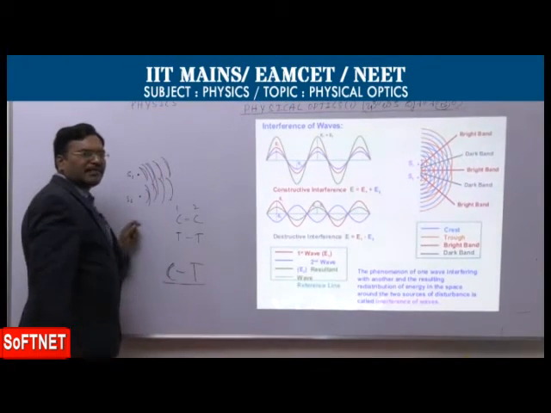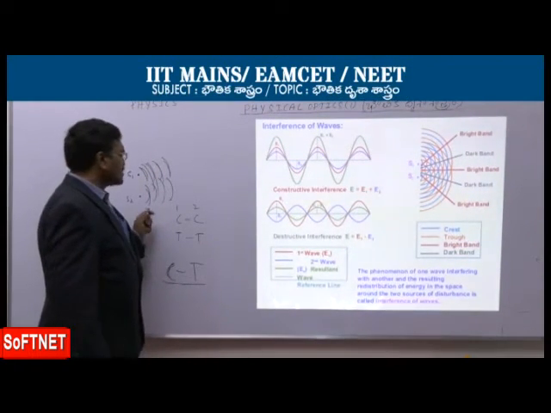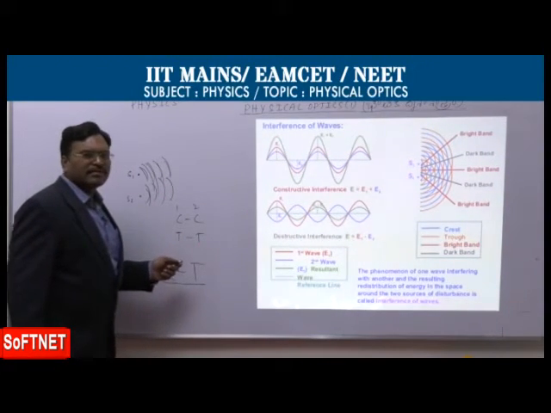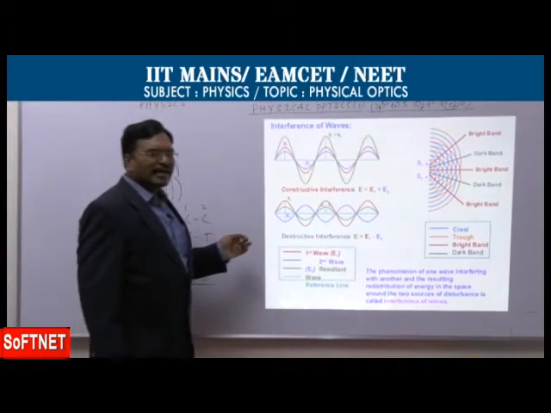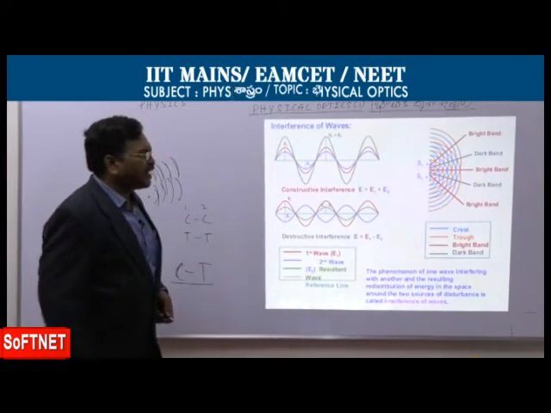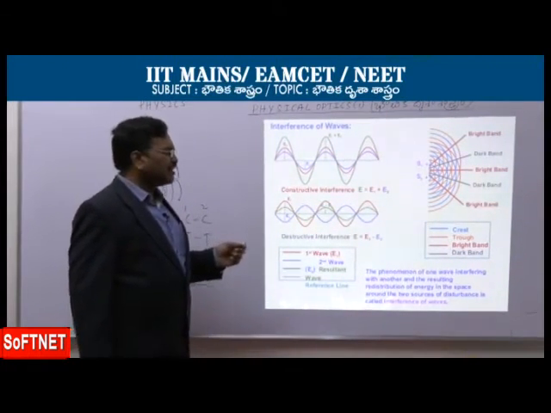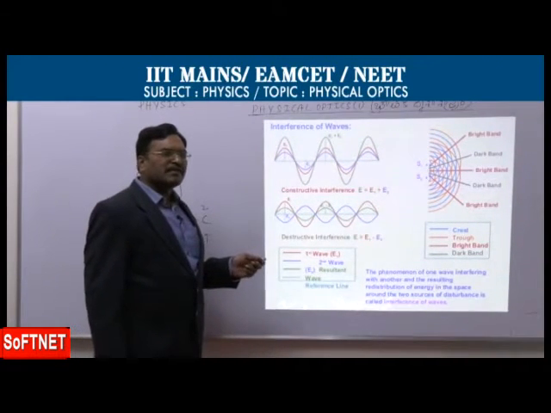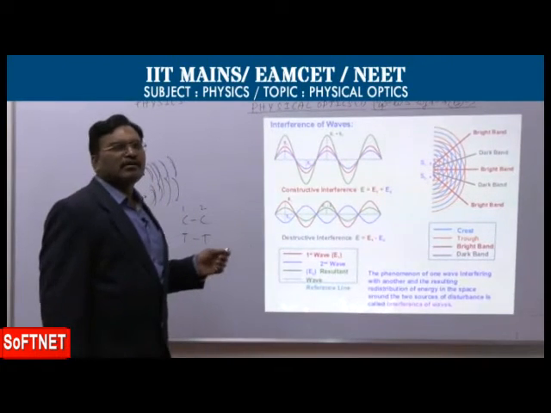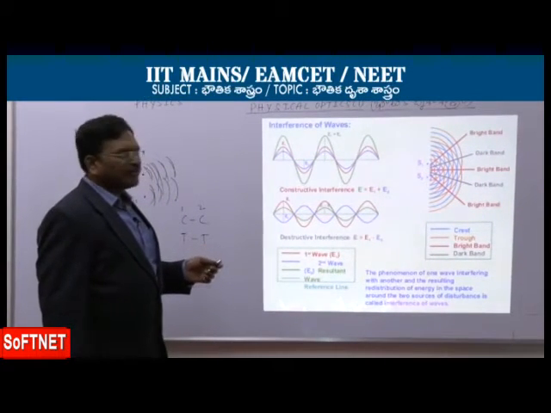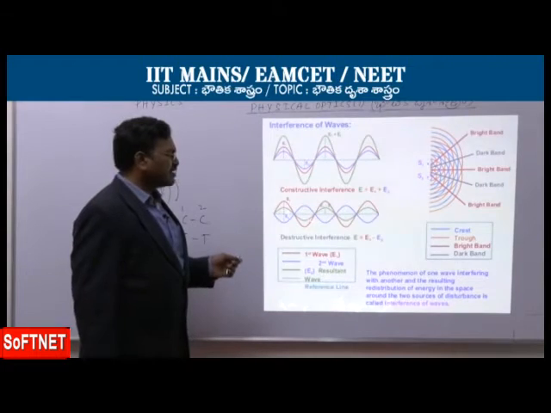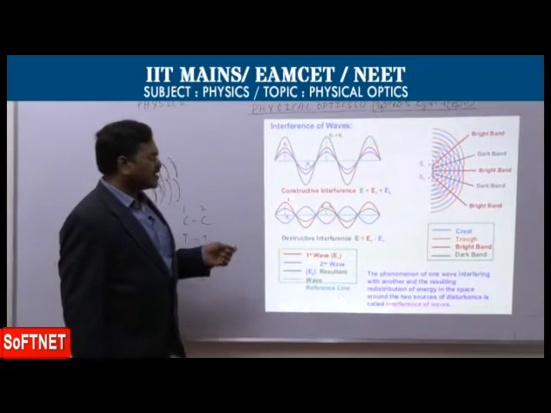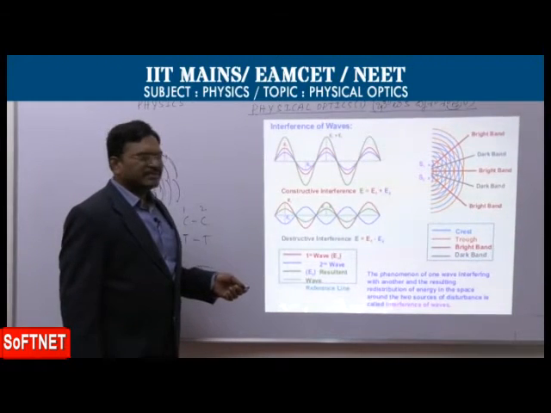Here these two waves interfere, superimposed. At that time, the crest of one wave overlaps the crest of the other wave, or the trough of one wave overlaps the trough of the other wave. So at that time these two are in phase, we get maximum amplitude, maximum intensity, and a bright band will form. That is called what? Constructive interference. Otherwise, the crest of one wave overlaps the trough of the other wave, and these two are out of phase. So at that time a destructive dark band will form. That is called what? Destructive interference. If two waves are out of phase, destructive interference; if both are in phase, constructive interference.